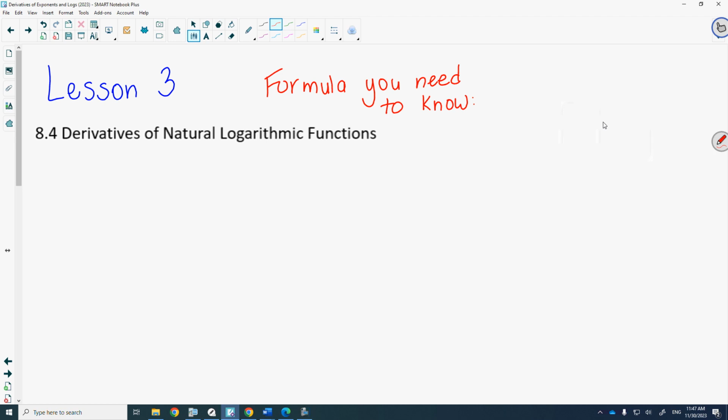In this lesson, we will focus on finding the derivative of logarithmic functions, but first let's start with finding the derivative of natural log functions. So for our first question, what is the derivative of the natural log of x?